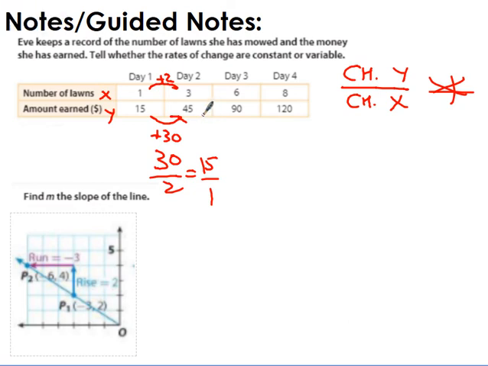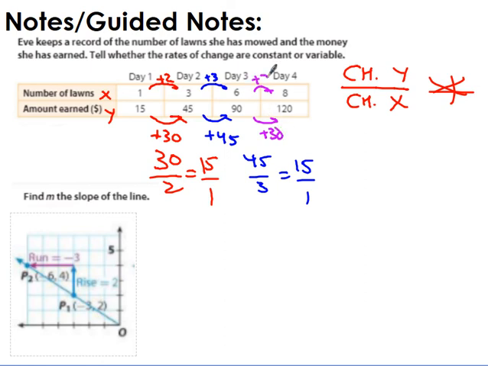I want to see: is the rate of change constant? Is that what it does from here to here as well? My change in y was 45, and my change in x was 3. 45 over 3 is 15 over 1. So far the rate of change is constant. Now, let's look at the last one: up 30, up 2. We know 30 over 2 is 15 over 1, so the rate of change is constant.